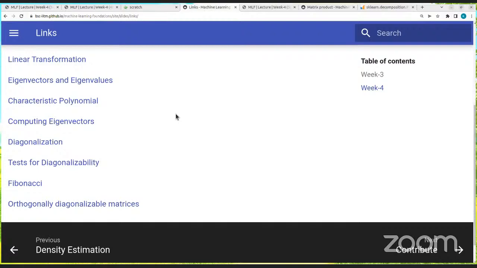See, Gilbert Strang uses one way to motivate eigenvectors, right? And the basic reference book is Gilbert Strang's book. If you look at the lectures, they are modeled based on that.